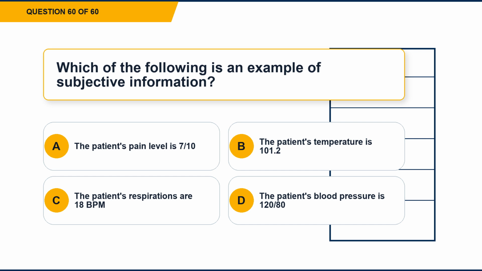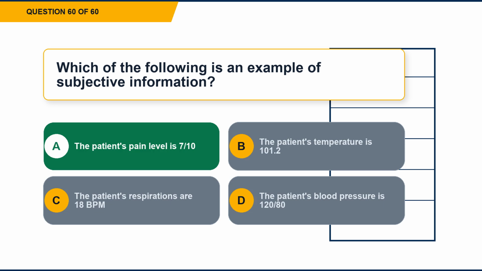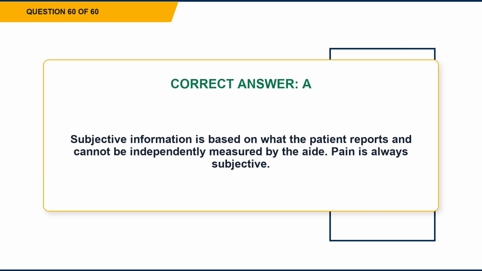Question 60. Which of the following is an example of subjective information? Option A. The patient's pain level is 7/10. Option B. The patient's temperature is 101.2. Option C. The patient's respirations are 18 breaths per minute. Option D. The patient's blood pressure is 120/80. The correct answer is option A. The patient's pain level is 7/10. Explanation. Subjective information is based on what the patient reports and cannot be independently measured by the aide. Pain is always subjective.